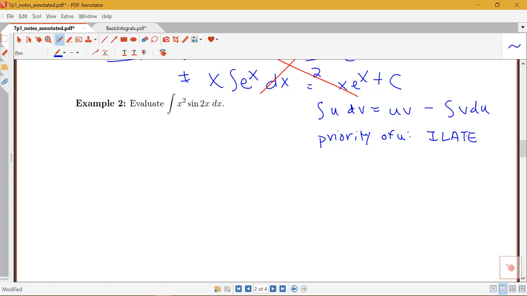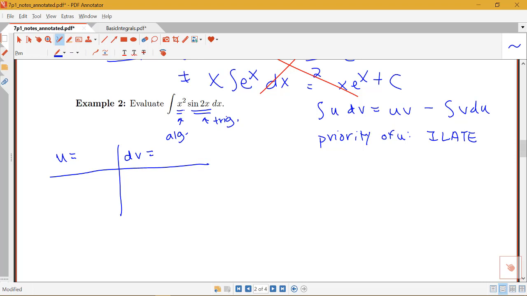Okay, so what kinds of functions do I have here? I do have a product of two different kinds of functions. I've got this x squared function and this sine 2x function. So that x squared is an algebraic type function, it's a power of x, and sine 2x here is a trig function. Okay, so I want to think about what I want to be u and what I want to be dv. So think to yourself for a minute, what do you think makes sense to be u?